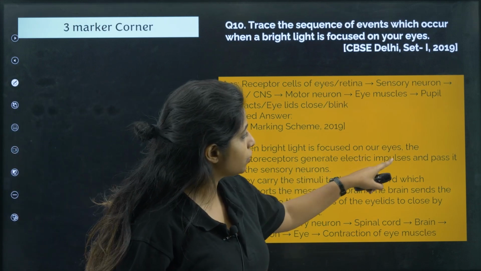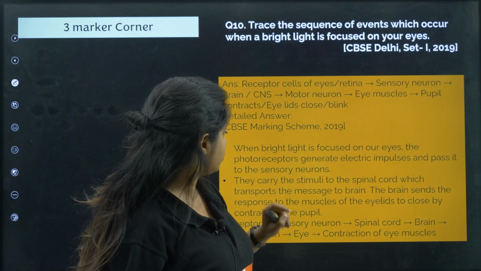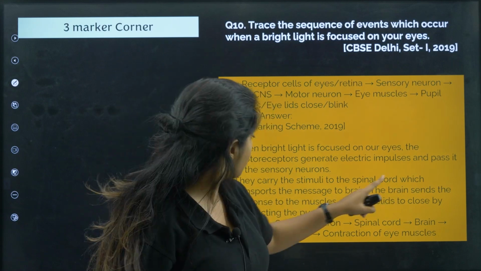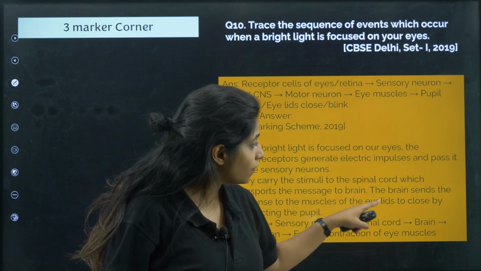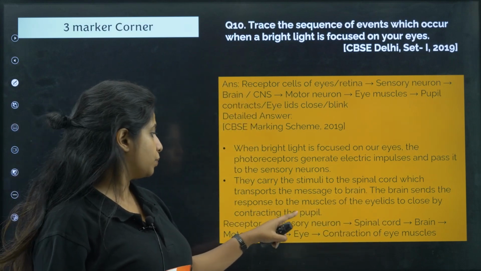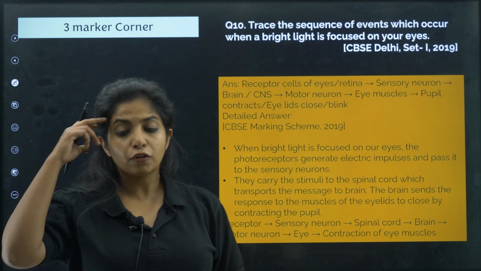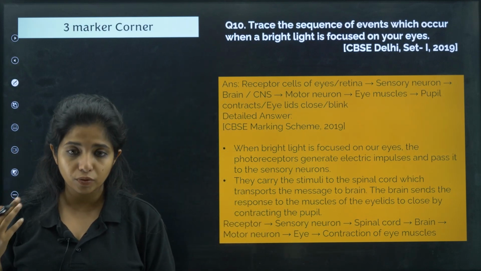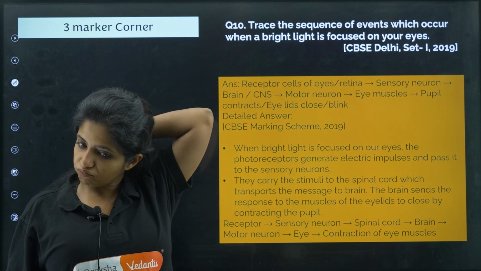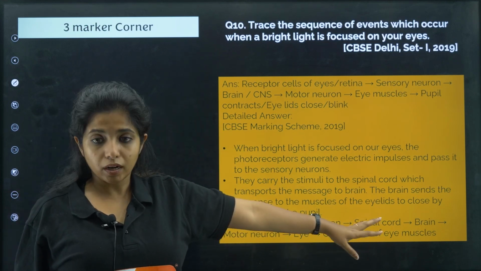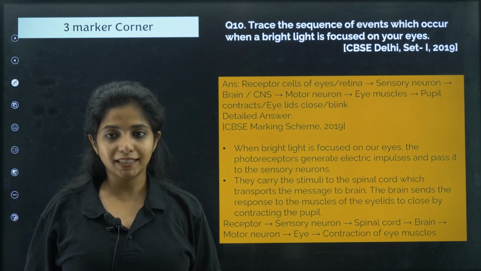So when bright light is focused on our eyes, the photoreceptors generate electrical impulses and pass it to the sensory neurons. They carry the stimuli to the spinal cord, which transports the message to the brain. The brain sends a response to the muscles of the eyelids to close by contracting the pupil. So this is the thing that you can write. Since photoreceptors are in direct contact with the brain, it becomes a lot easier, which is why brain is also being involved over here. Don't think that, hey, brain is involved, so then how? But over here, you see spinal cord is also involved, so do not be worried about that.